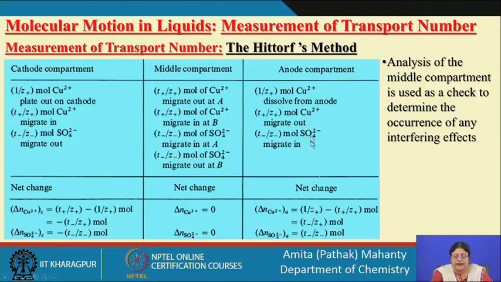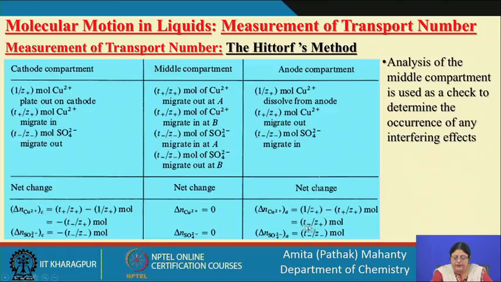And in the anode compartment, what we have? We have this many amount which has dissolved, and how much is migrating out? The total amount which is migrating is the fraction of the current carried by the cation multiplied by 1 by the charge of this. So, this gives the moles which are moving out, and this is what is generated in the compartment. The difference should give the change in the number of moles of the copper ion in the anode compartment. So, this is how it is going to be represented.